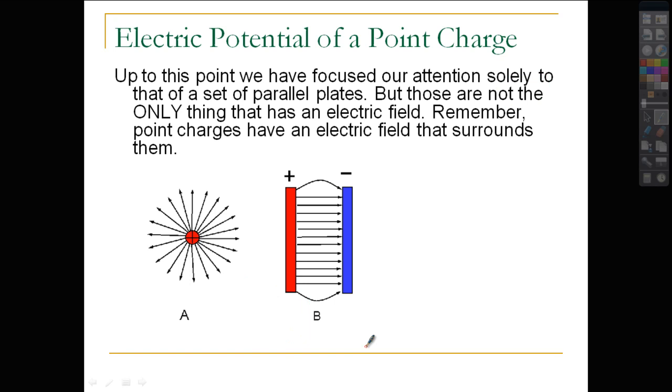We can also find the electric potential of just a point charge, just one charge in space. So here we have a proton, there's our electric field lines coming out. So up to this point we have focused our attention solely on that of parallel plates, like these guys, one plate, two plates, they are parallel. But those are not the only thing that has an electric field. Remember, point charges have an electric field that surrounds them. Like I just said, the electric field for this proton comes out, as we can see from the arrows.